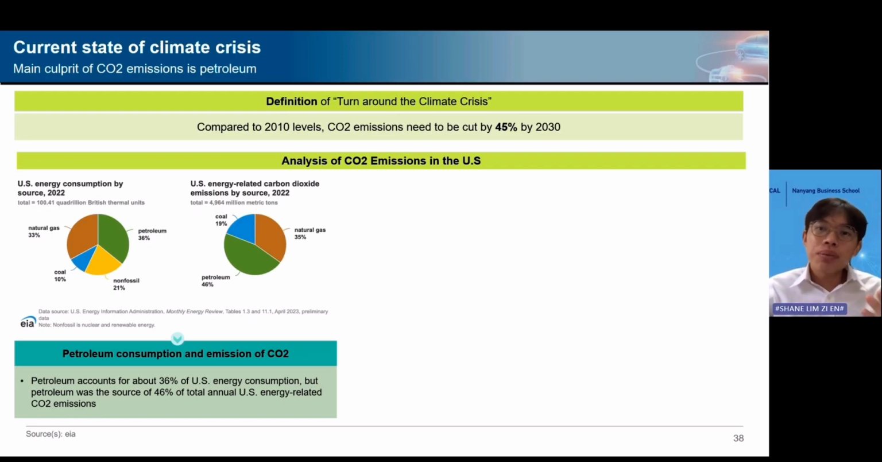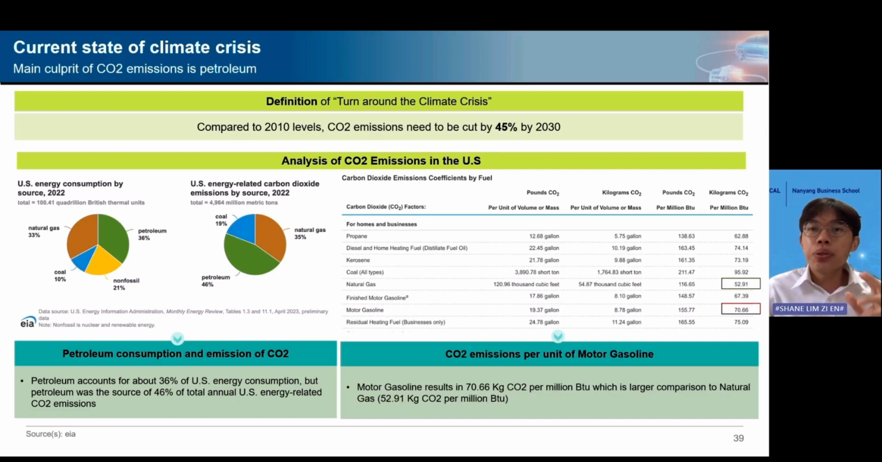Next, oil consumption is the main source of energy for many industries and one of the largest contributors of CO2 emissions. For example, in 2022, petroleum oil accounted for about 36% of US energy consumption, but petroleum oil was the source of 46% of total annual US energy-related CO2 emissions. Hence, we can deduce that a single unit of oil leads to a larger unit of CO2 emissions.